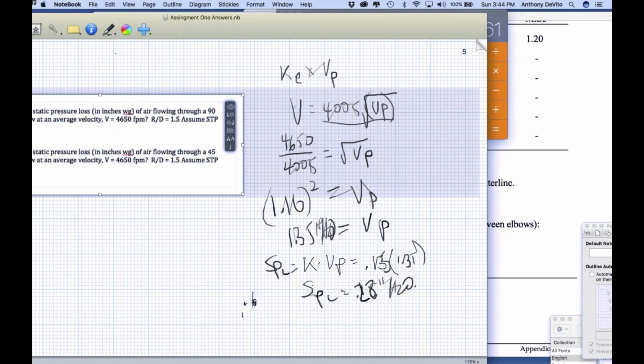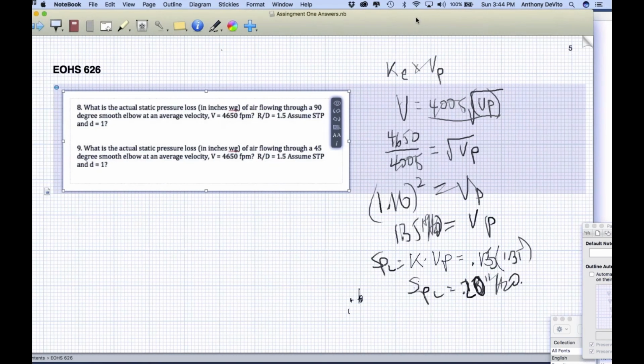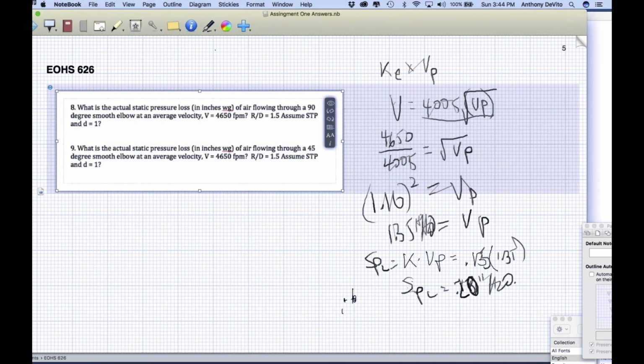I'm going to call it 0.20 inches of water. This is what happens when you fly without a net. You make mistakes every once in a while. So that's 0.2 of an inch of water for that. And the previous answer was 0.15, not 0.12. I got carried away and went to the 2 instead of the 1.5 ratio. That is actually in the problem.